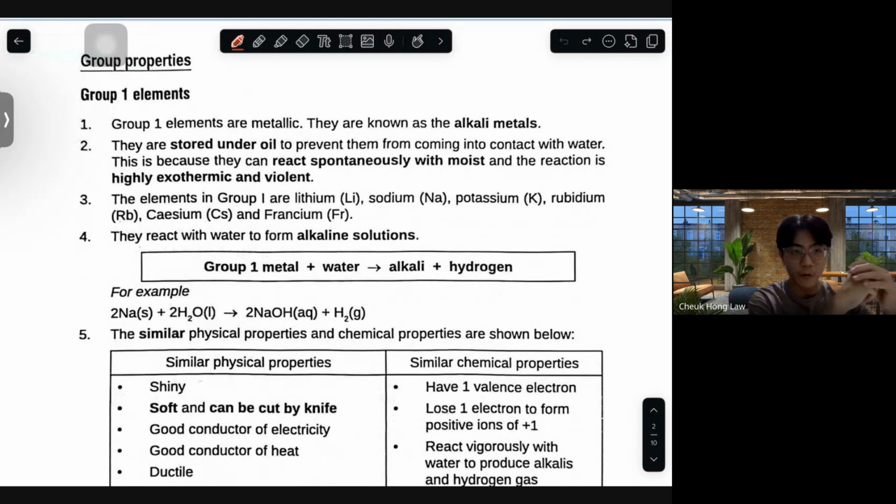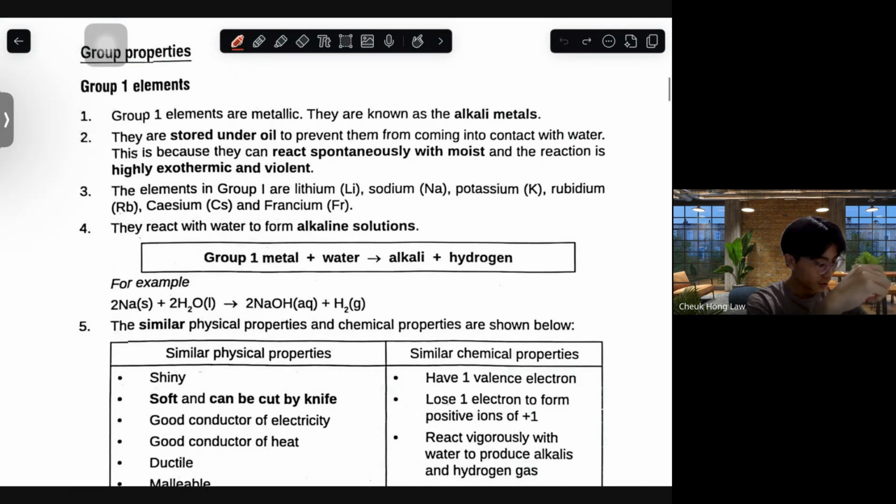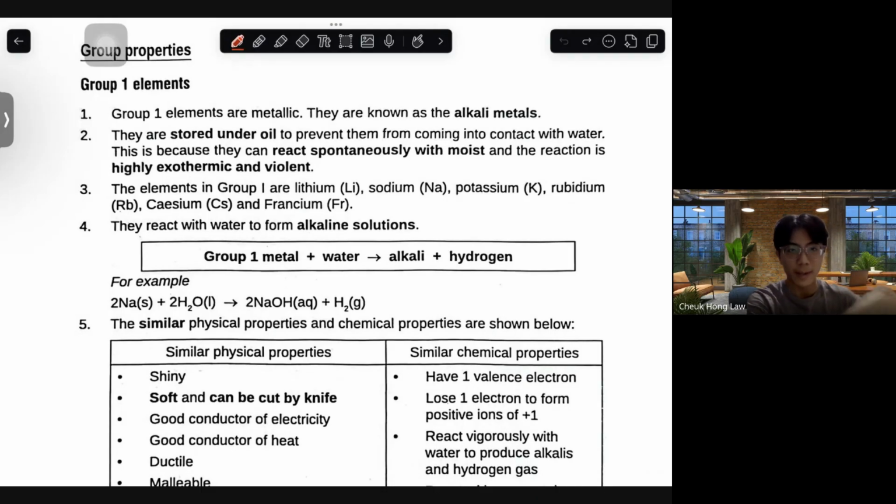Okay, so let's start with group 1 elements. Group 1 elements, of course, are metals, and they are known as alkali metals. Later we'll learn why they are called alkali metals. The special thing about your group 1 elements is they are very reactive. When they come into contact with water, there will be a very explosive, very violent reaction.